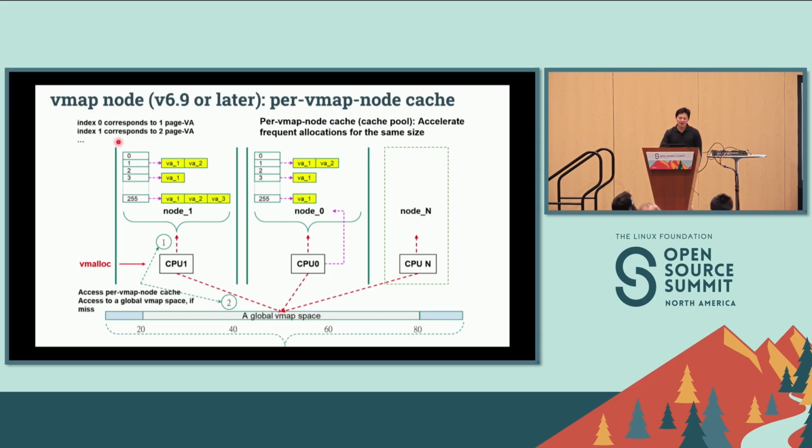So if we are lucky in step 1, the allocation can get the VA objects from the cache pool. If not, the allocation gets the VA objects from the global free vmap area space, which is the fallback allocation.